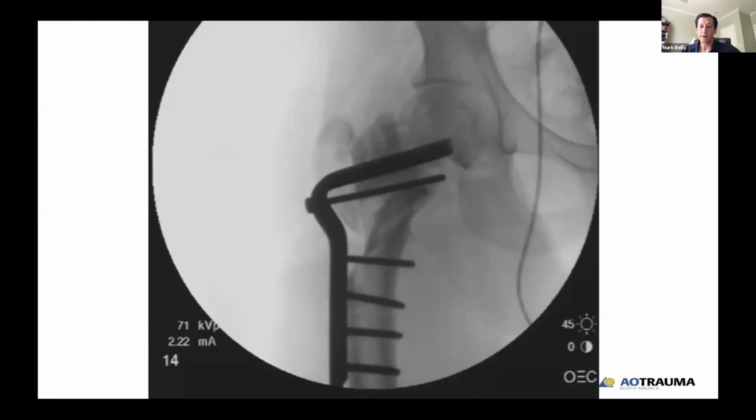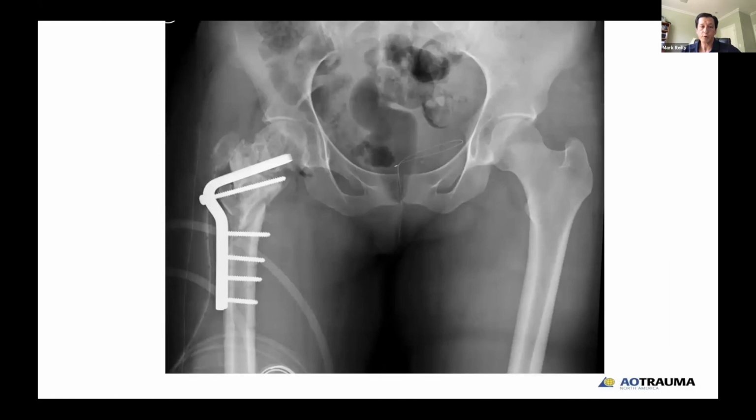It looked like that post-operatively, and you can see that very large allograft between the femoral head and the trochanter and the intact shaft. And so you might think that that would not unite. Here she is post-operatively.